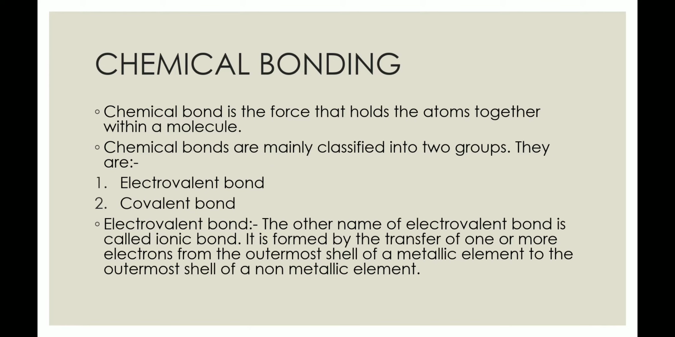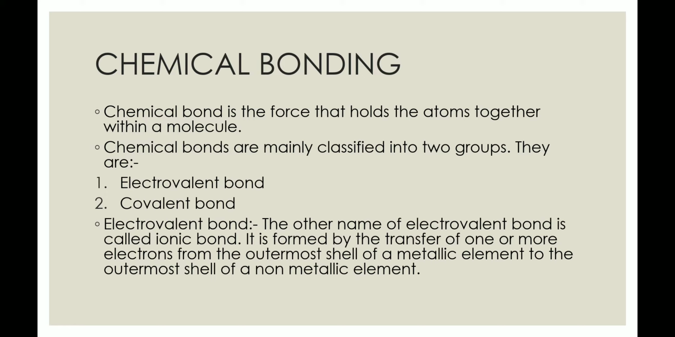So first of all, let us know what is chemical bonding. Chemical bond is the force that holds the atoms together within a molecule. For example, nitrogen molecule: two atoms of nitrogen form one molecule of nitrogen. So these two atoms hold together to form a molecule with a strong bond. Similarly, we can take examples of some other compounds: sodium chloride, lead bromide, calcium oxide, etc.